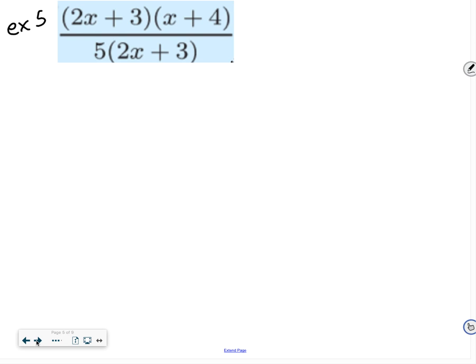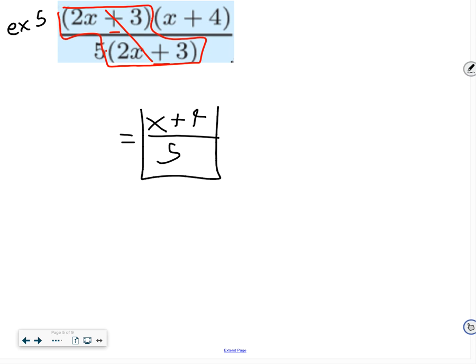Next one here, notice that this is multiplication of terms. So even though I have addition signs, I'm okay. I recognize there's a red flag there, but these are multiplication of terms. So when I have entire terms being multiplied together, something divided by itself is 1. And I'm just left with x plus 4 in the numerator and 5 in the denominator. And that is my simplified form.